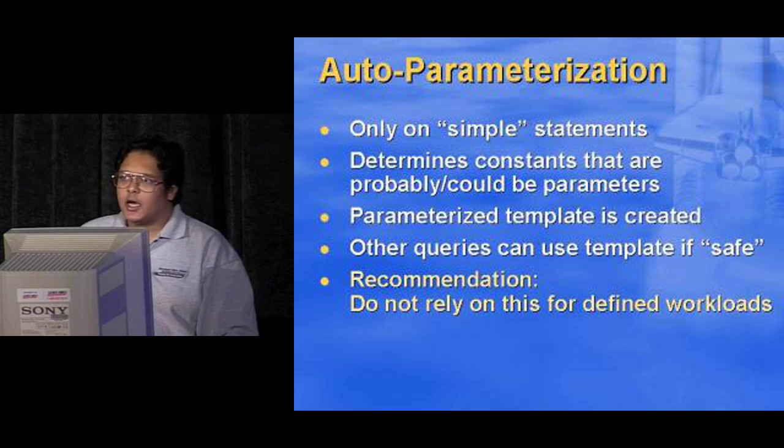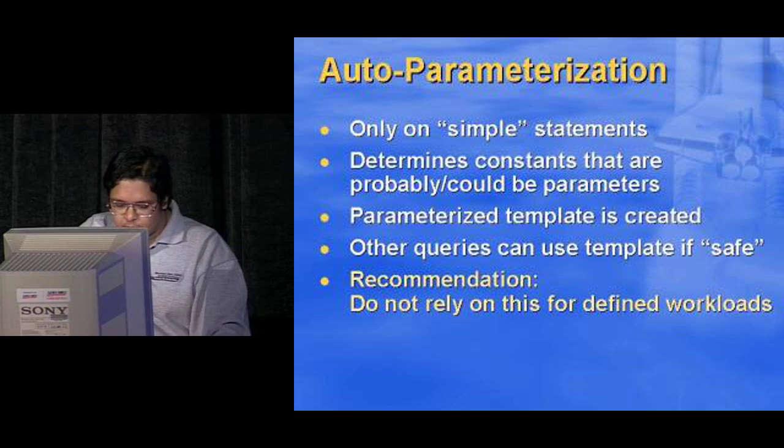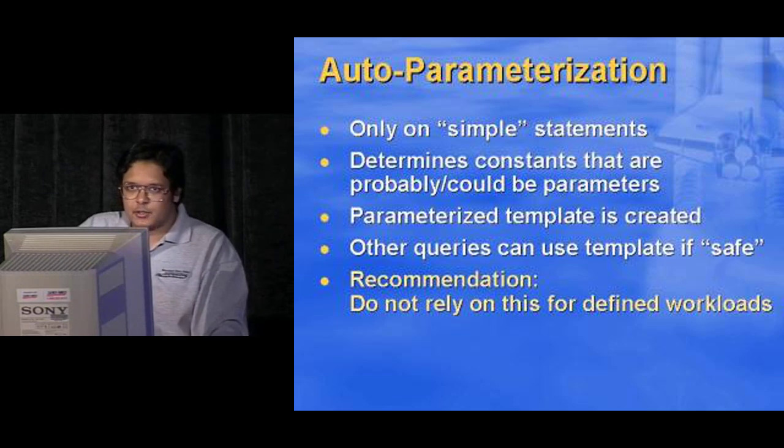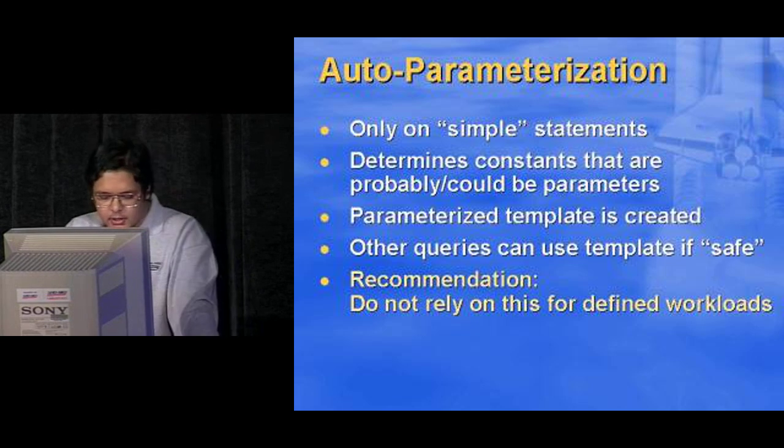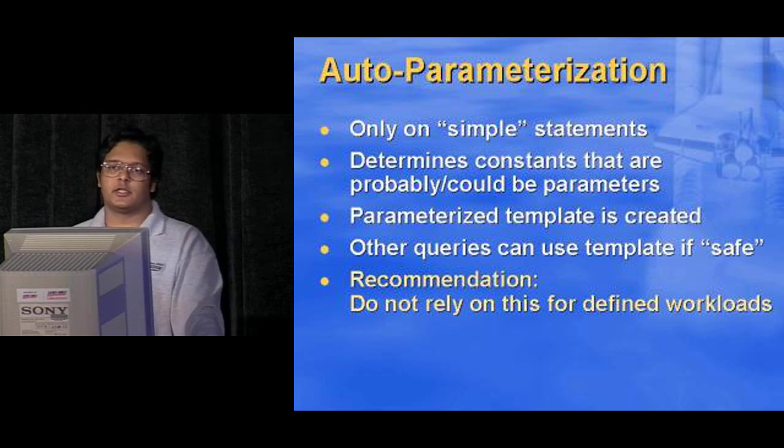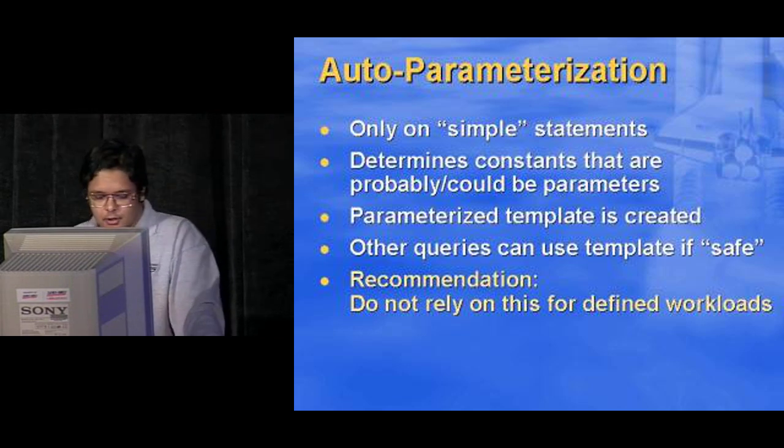The next means of parameterization by the system is auto-parameterization. This is done only for simple queries. SQL Server is going to make a very educated guess, in a conservative manner, on what it believes are the constants and literals involved. So for example, select last name and salary from an employees table where it's employee 1000. It would probably make 1000 into a parameter. On a subsequent execution looking for employee number 2000, it would use the plan.